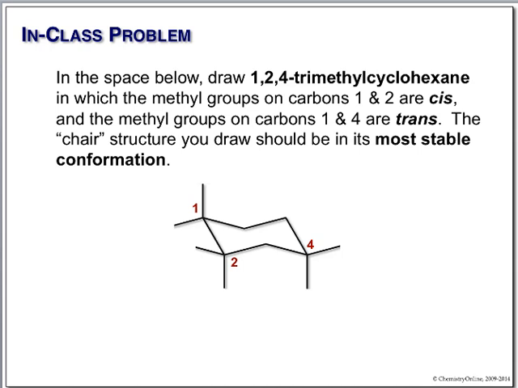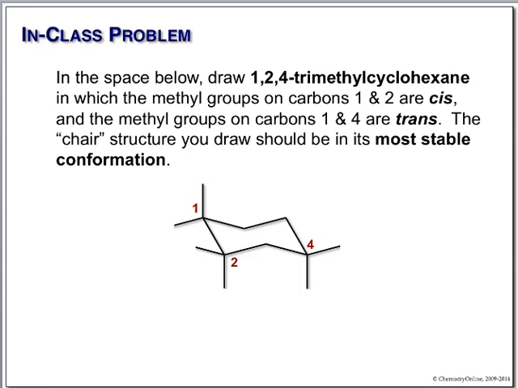Carbons 1 and 2 have methyl groups that are cis. Methyl groups on 1 and 4 are trans. Now, if our methyl groups are going to be cis to each other, they both have to be on the same side of the ring plane, right? So they both have to be pointing either up or down.